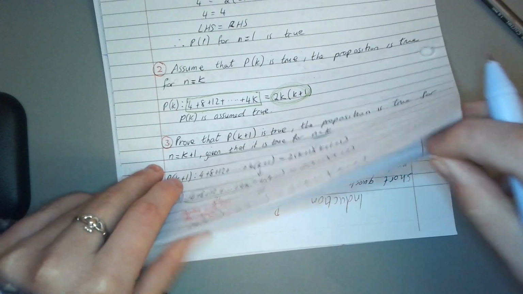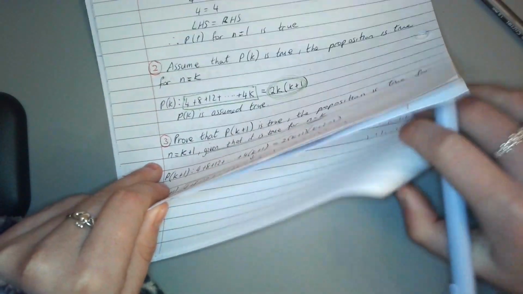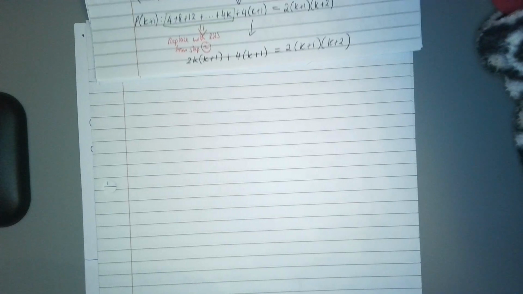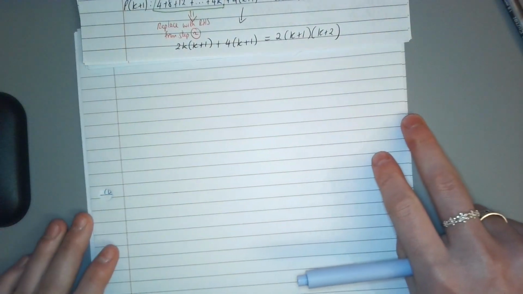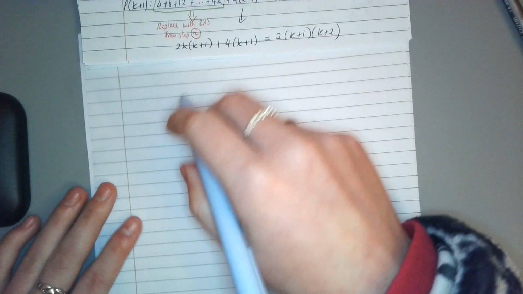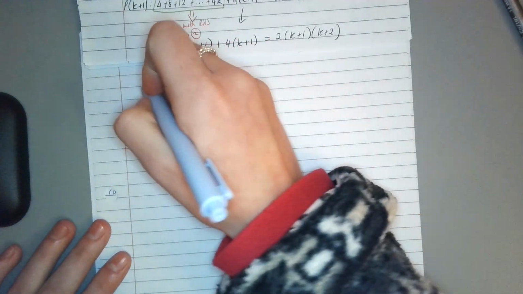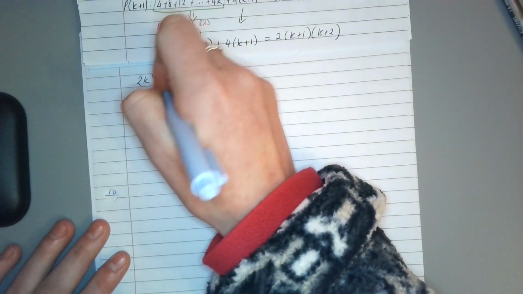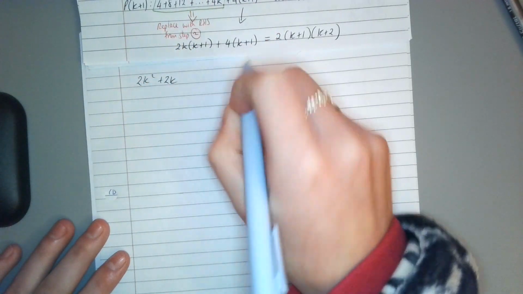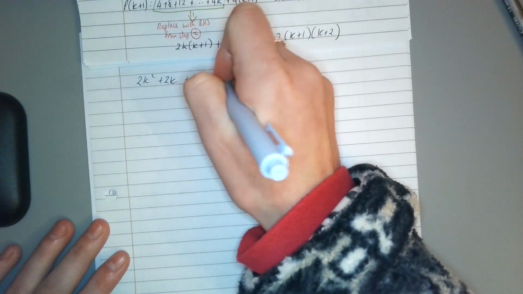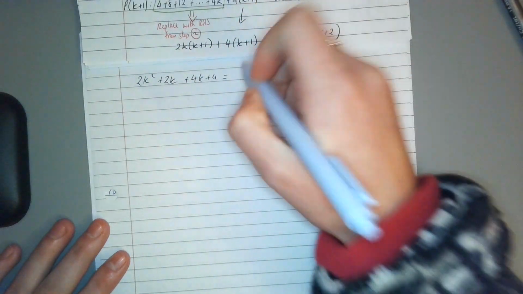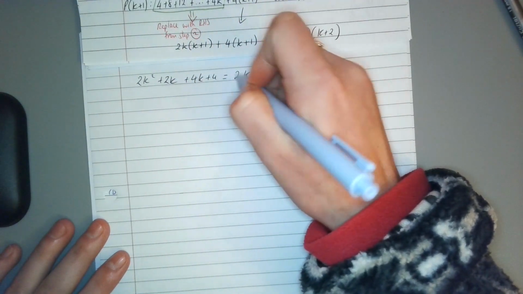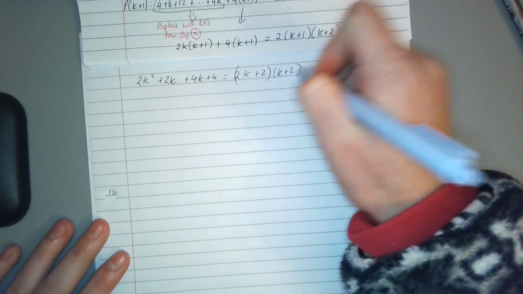Okay, so I'm just going to turn the page to a blank piece of paper, so I'll put that up the top bit here so you can see where I'm going. So we multiply this bit out: 2k bracket k plus 1 gives 2k squared plus 2k, plus 4 bracket k plus 1, so 4k plus 4, equals, multiply this 2 in, 2k plus 2 times k plus 2, and we'll tidy up.